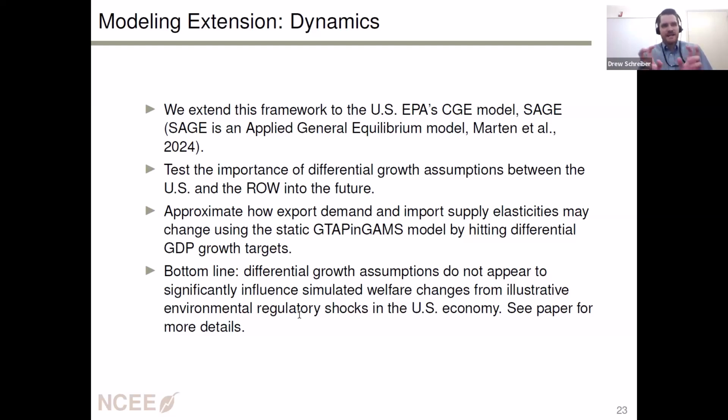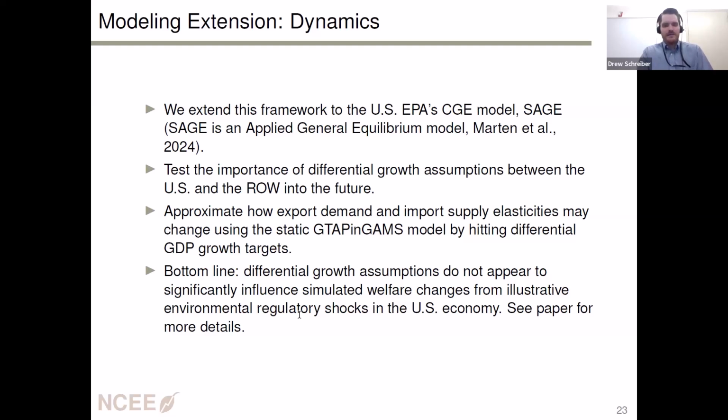The standard or default assumption that we make is that those elasticities are flat, they're unchanging over time, and then we use the static GTAP and GAMS model to see how those elasticities might change by running the static model to hit differential GDP growth targets between the US and the rest of the world, and recalculating the elasticities to see how they might evolve depending on those GDP growth targets.